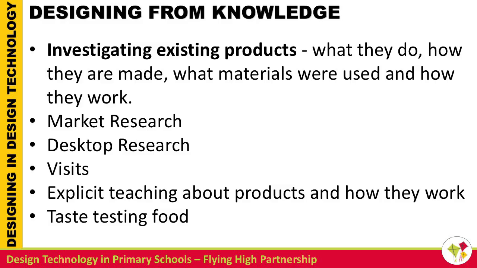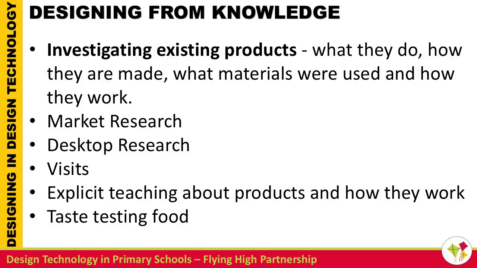Children can also undertake market research and desktop research to find out about products. This can be as simple as discussing a product with their friends, reading a book about a product, or online research finding out about existing products. Visits allow children to gain more knowledge about a product, how it is used in the real world, who uses the product, and knowledge about how they use this product.